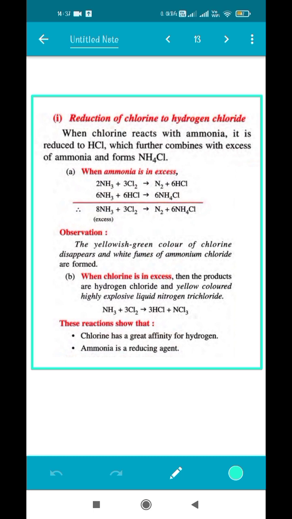From these reactions we can understand one thing very well, that chlorine has a very high affinity for hydrogen. Chlorine is combining with anything which has hydrogen in it. You can see HCl is formed, NH4Cl is formed. So chlorine has a high tendency for reacting with hydrogen. Also ammonia is a reducing agent. This is a very important property because it is reducing chlorine into hydrogen chloride. Reduction means addition of hydrogen also. So hydrogen is getting added to chlorine. That means ammonia is helping this process. So ammonia is a reducing agent.